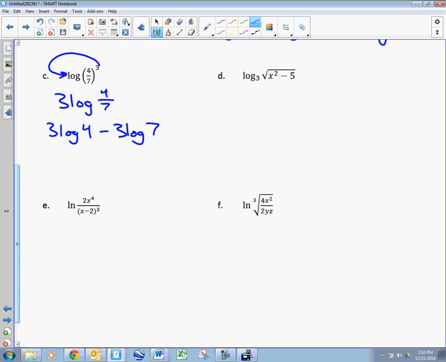Yes. You do, because the 4 is being taken to the third as well as the 7. So therefore, the 3 should be attached to both. Okay. All right. D. What is the exponent in this problem? 1/2. Log base 3 of x squared minus 5 to the 1/2 power. So now what we will do is we will draw that 1/2 out front.